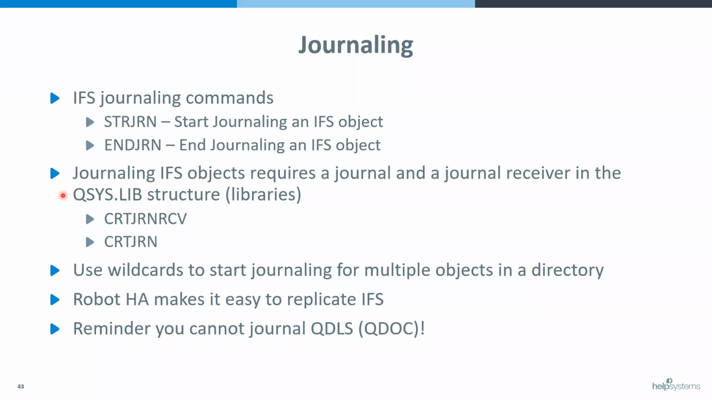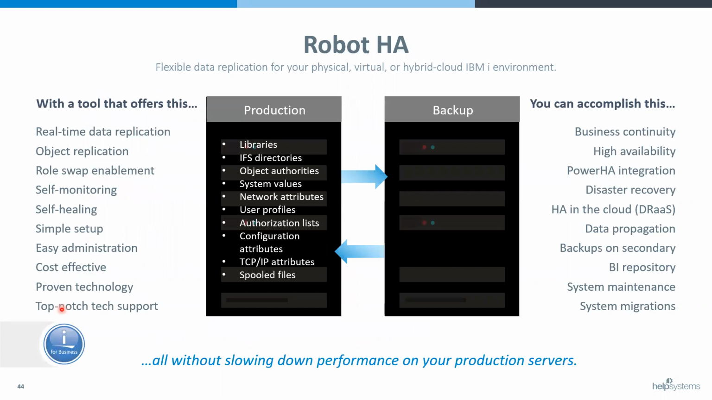Kind of like when it comes to saves, you're crossing boundaries between your traditional library structure on IBM i, and same would be with journaling. You have to put your journals, your journal receivers into the traditional area of IBM i, but then you're journaling the IFS directory in question here. So we make this real easy in our product like Robot HA. And Carlos, what does Robot HA do for customers?